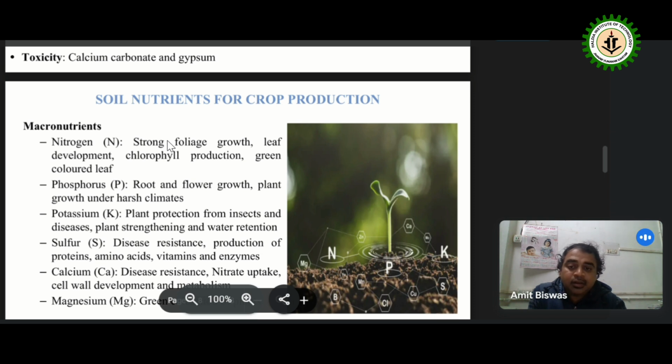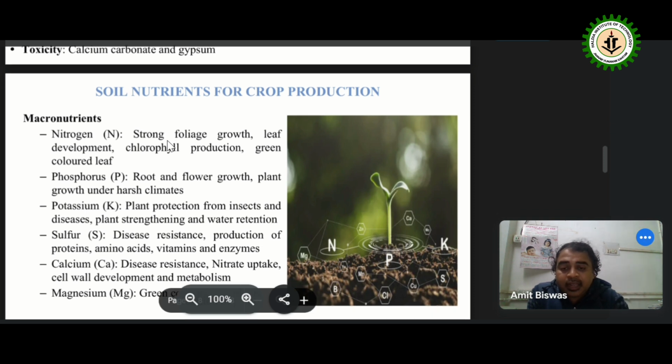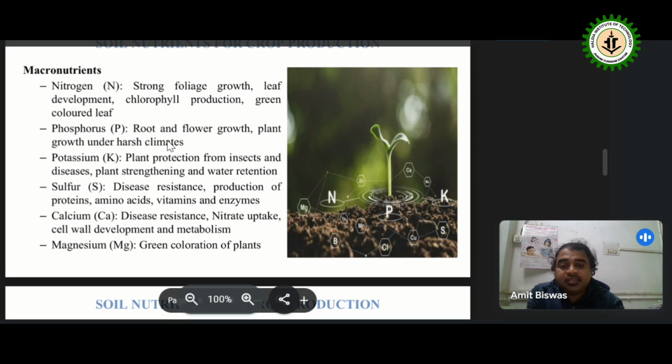Sulfur is required for disease resistance, production of proteins, amino acids, vitamins, and enzymes. Calcium is required for disease resistance, nitrate uptake, cell wall development, and metabolism. Magnesium is required for green coloration of plants.